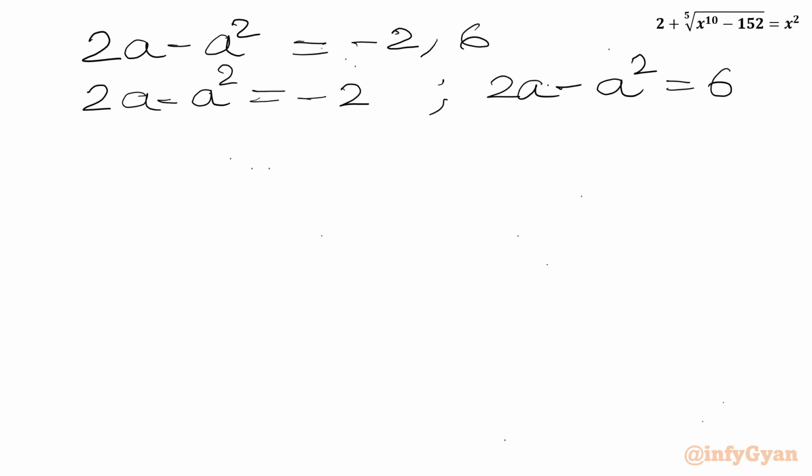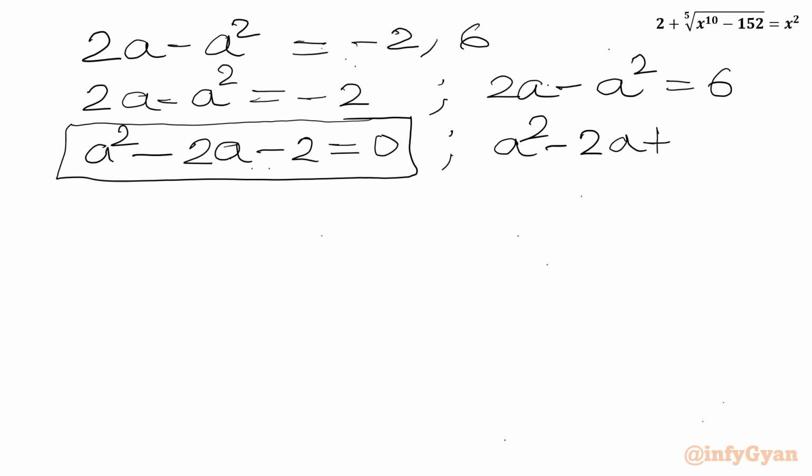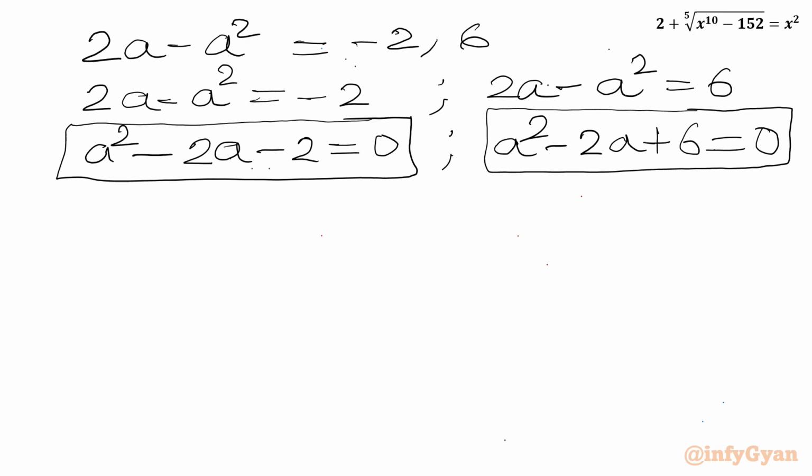to 6. Now I will take all the terms to RHS. So we will get two quadratic equations. A square minus 2A minus 2 equal to 0. This is our first quadratic equation. And the second equation will be A square minus 2A plus 6 equal to 0. Now the equations are quadratic. We will apply the quadratic formula.